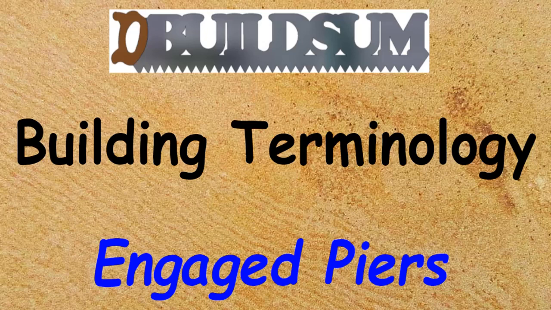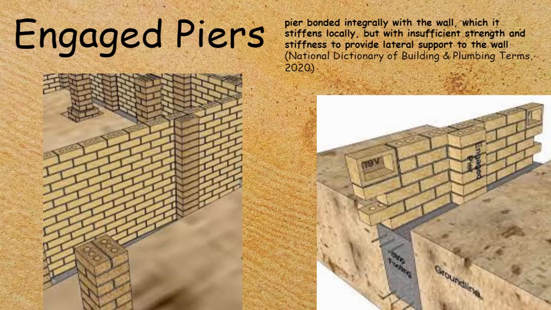This time on Building Terminology, Engaged Piers. So an engaged pier is generally constructed from bricks, which are bonded integrally to the wall and which stiffen it locally, but they have insufficient strength and stiffness to provide lateral support to the wall.